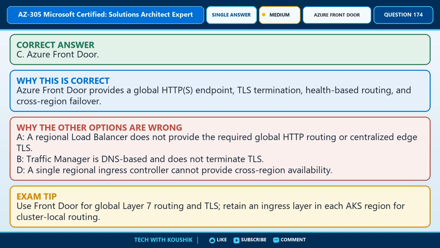B. Traffic Manager is DNS-based and does not terminate TLS. D. A single regional ingress controller cannot provide cross-region availability. Use Front Door for global Layer 7 routing and TLS. Retain an ingress layer in each AKS region for cluster local routing.